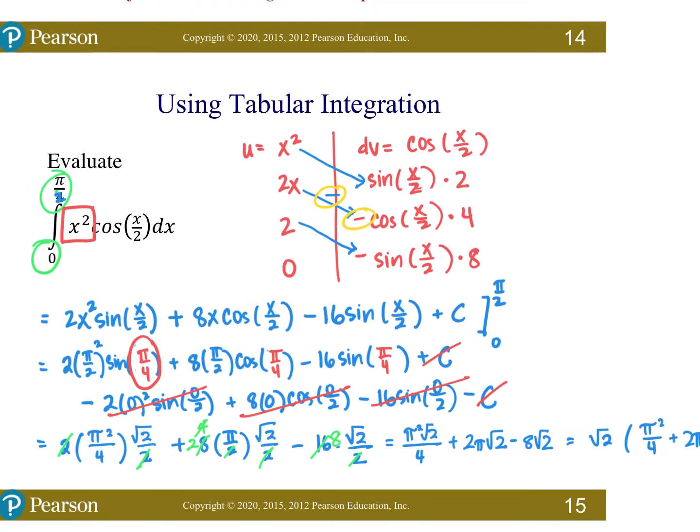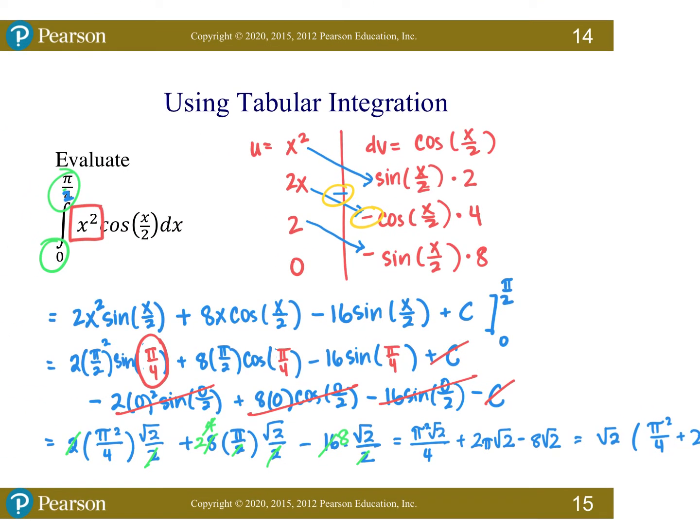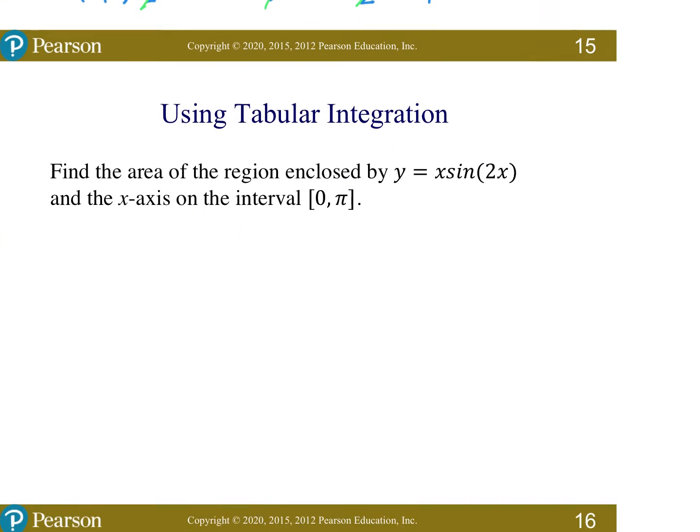So we were doing the same thing as we were doing yesterday. We're just adding the step of having bounds on the end and then plugging in the upper bound and the lower bound. So let's try another one.